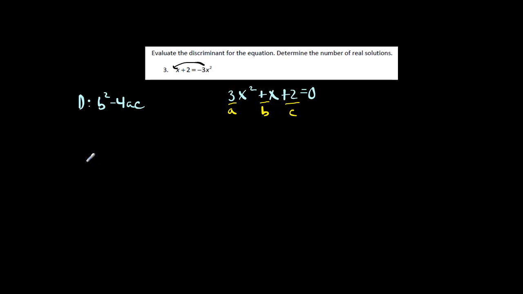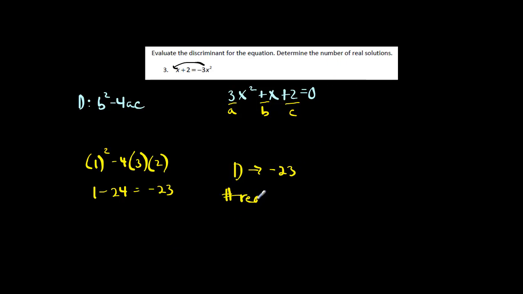So all we have to do is find out what b squared minus 4 times a times c is. 1 squared is 1, minus 4 times 3 times 2 is 24. So we get negative 23. So negative 23 is the discriminant. So the discriminant, negative 23. The number of real solutions is 0.